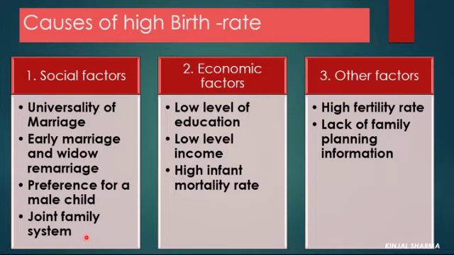Fourth is the joint family system. Now there is a prevalence of the joint family system in the rural areas of India, whereas in other parts we can find nuclear families more. So as a result, the financial responsibility of the upbringing of a child is distributed among all the family members. Hence the child does not become a burden, which leads to a high birth rate. So these are the four social factors for high birth rate.